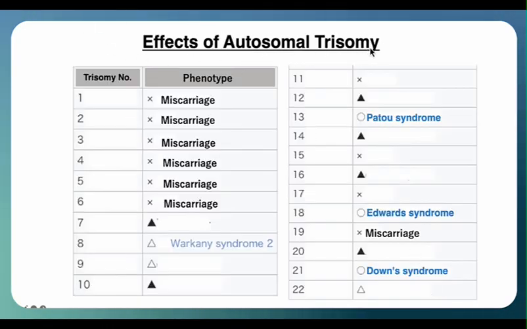Effects of autosomal trisomy. Next, I will explain the effects of having 3 copies of specific autosomes. Trisomy. Autosomes are numbered in order of decreasing size. When large autosomes, such as chromosomes 1 to 6, become trisomy, it is known to result in miscarriage. On the other hand, when smaller chromosomes become trisomy, various syndromes develop, but miscarriage does not occur.